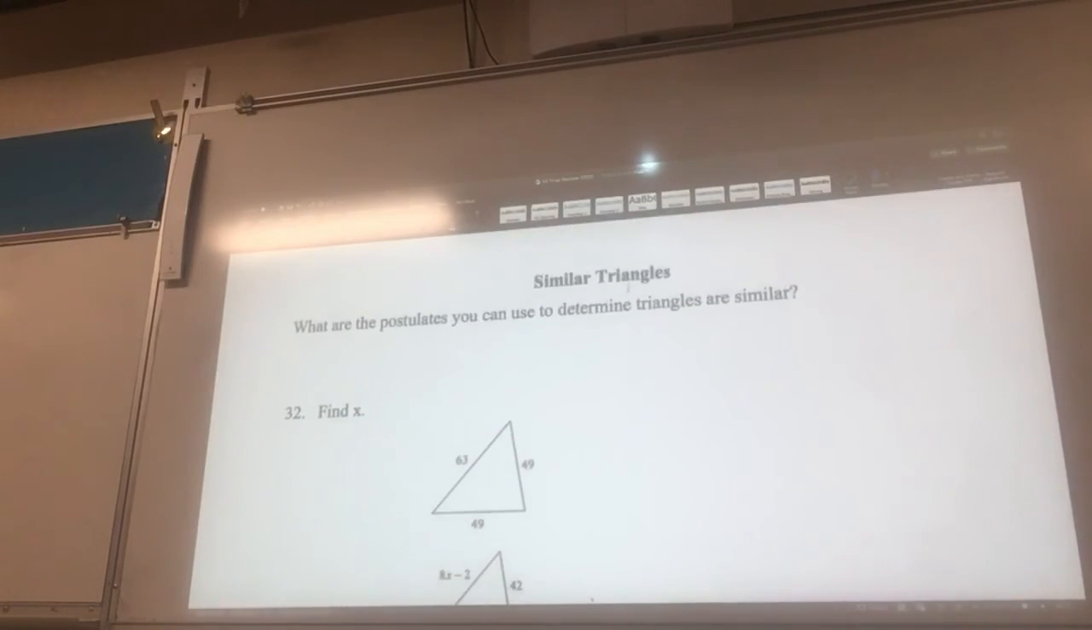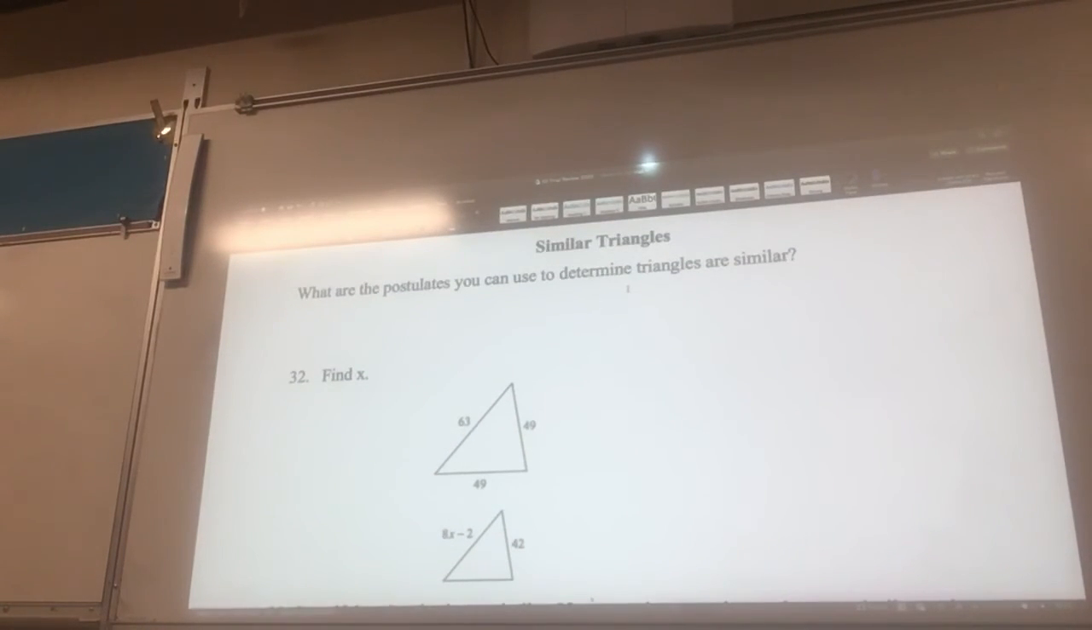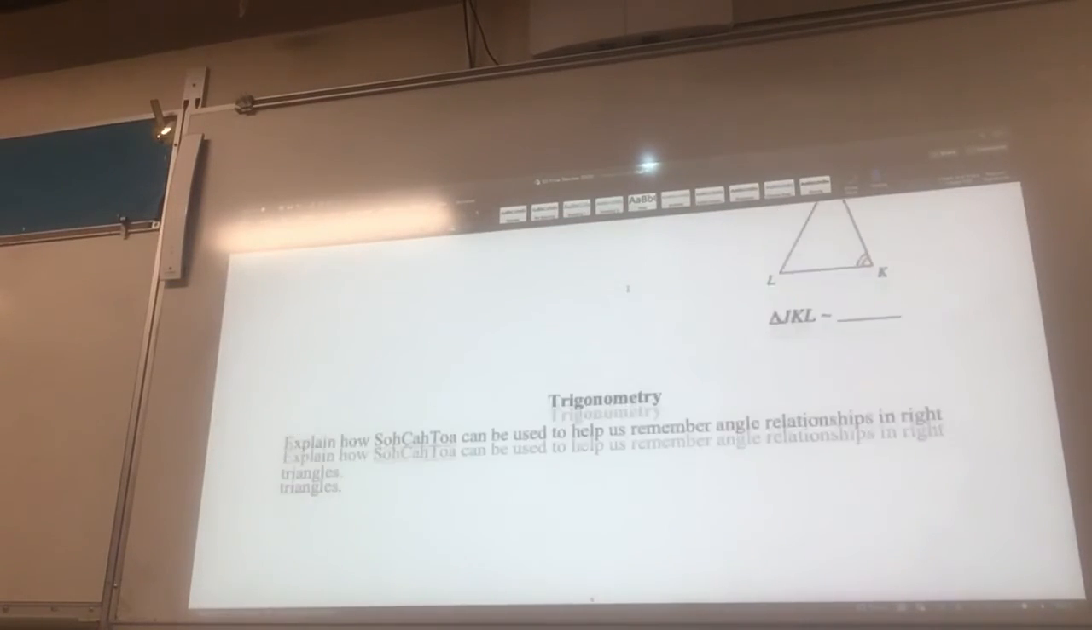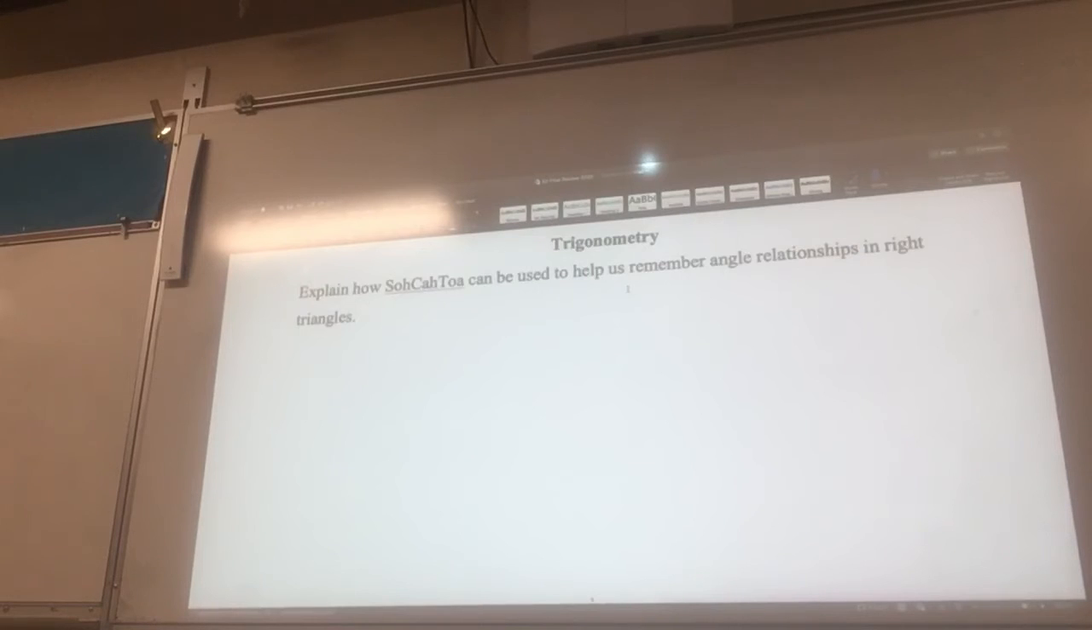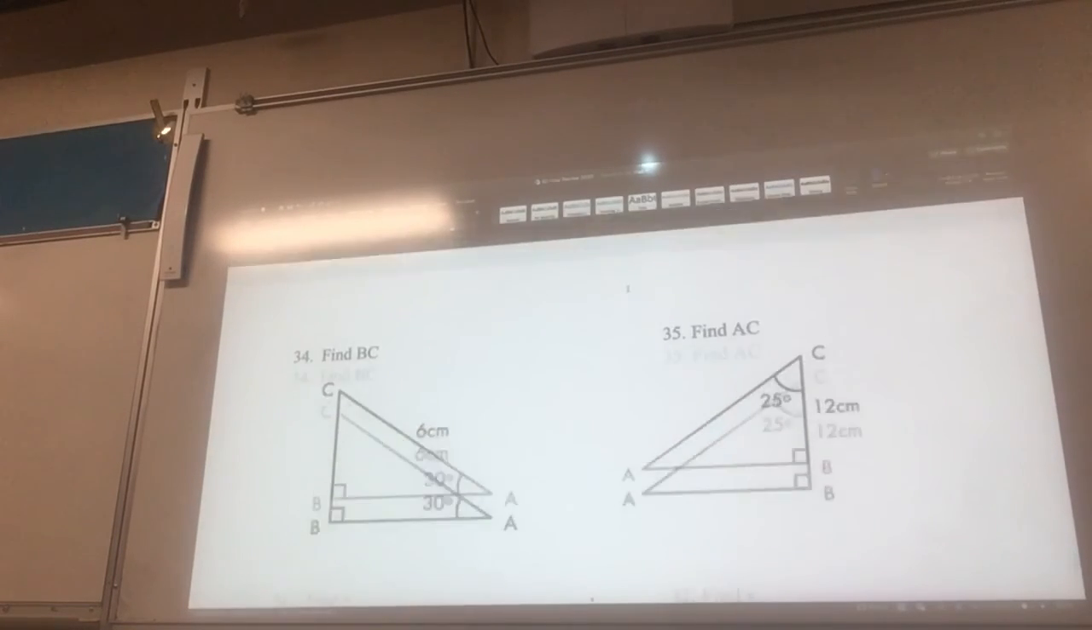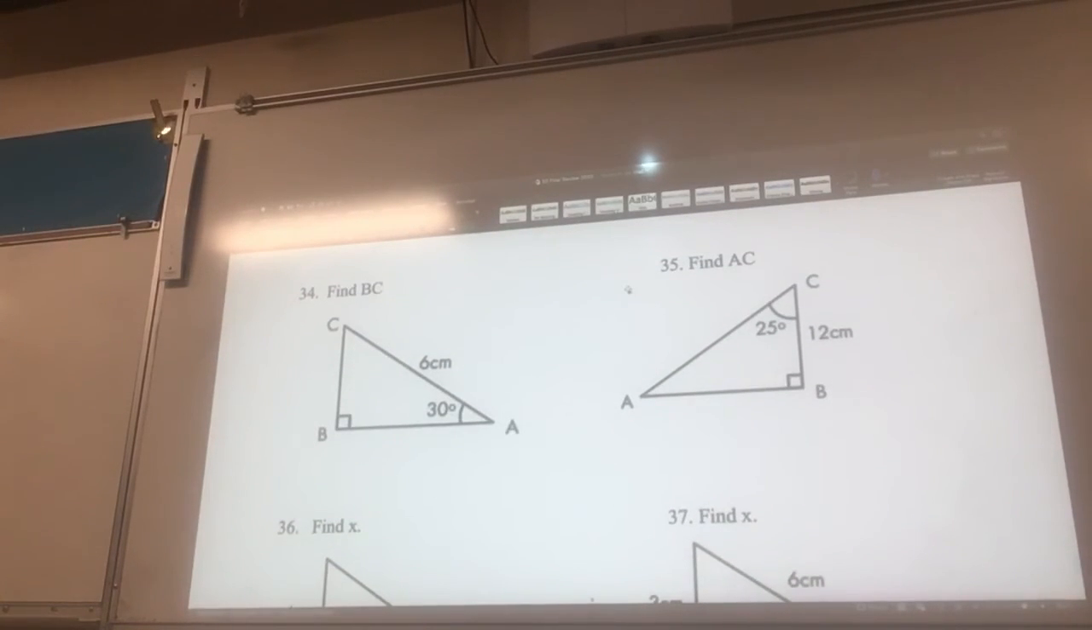So again, similar triangles. You should know what those are. If you need any review, go back to the lessons I have done. Remembering SOHCAHTOA, that's on you. You can go back to lessons, but I will do number 34 with you.